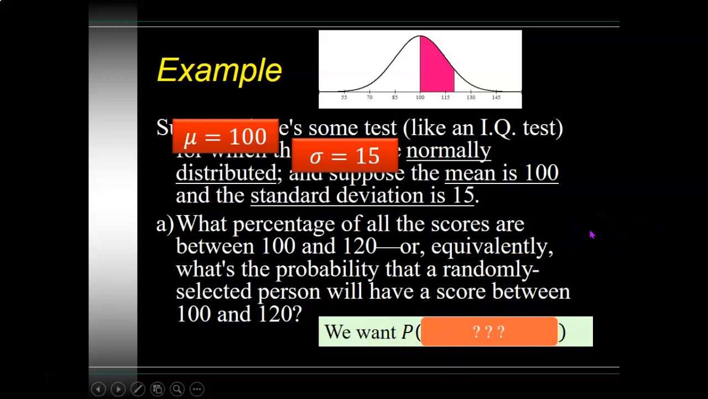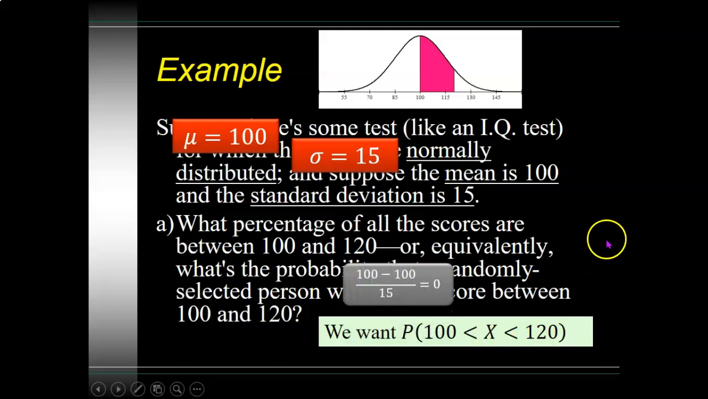P of, what about X? Well, P of X being between 100 and 120. And here's how you'd write that. The probability of 100 less than X less than 120.